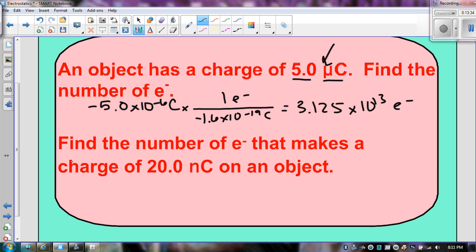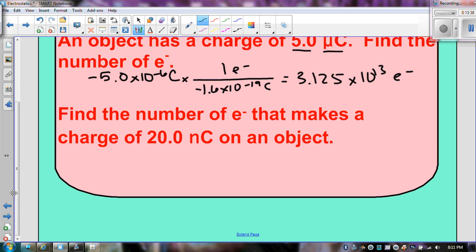Find the number of electrons that makes a charge of 20 nanocoulombs on an object. Okay, so once again, I'm going to start off with what I'm given. Since I'm dealing with number of electrons here, it's going to be -20.0. So we just write the number, and then what does nano mean? Nano means times 10 to the -9th. So we just add that on there, times 10 to the -9th. That's the easiest way to do it. And so now that gets me into coulombs. So 20 nanocoulombs is the same thing as 20 times 10 to the -9th coulombs.